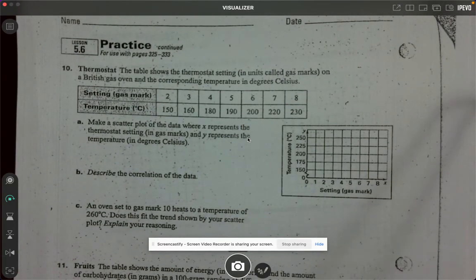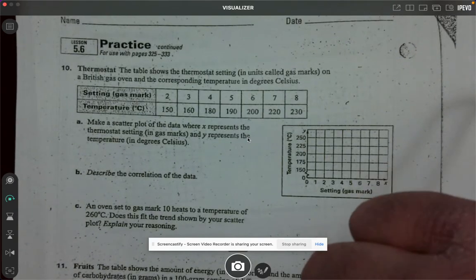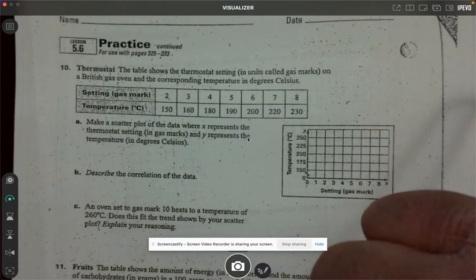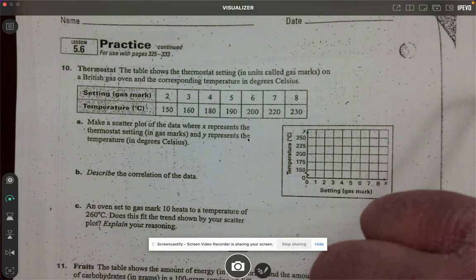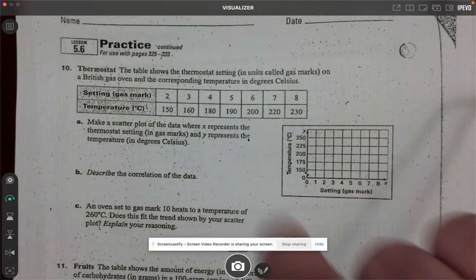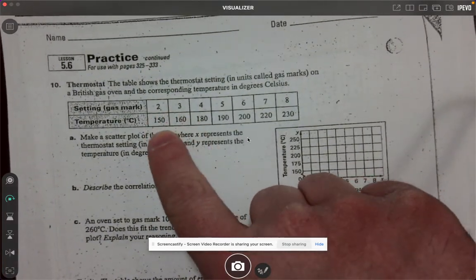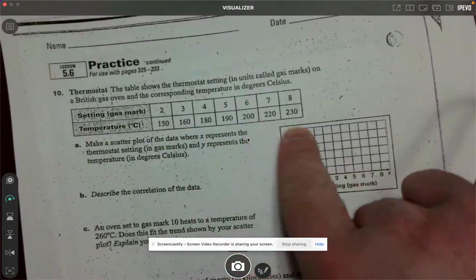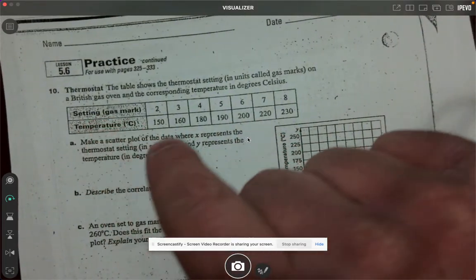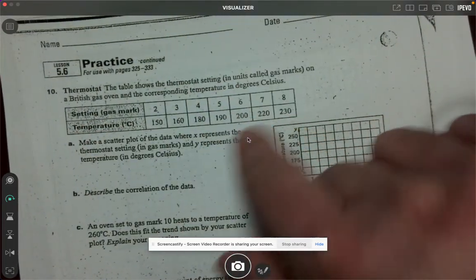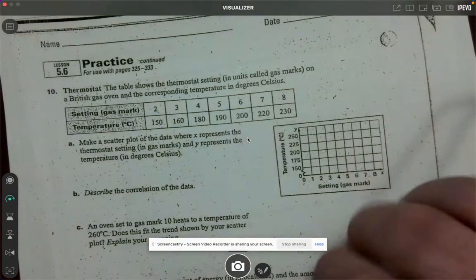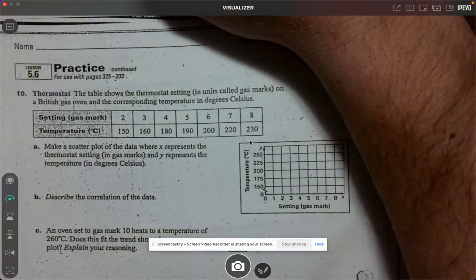The thermostat shows the setting in units called gas marks on a British gas oven, and the corresponding temperature in degrees Celsius. So your settings on this oven are 2 through 8, and this will be the temperature in Celsius, because in Britain and Europe they use Celsius, not Fahrenheit. Okay, so let's do this on Desmos.